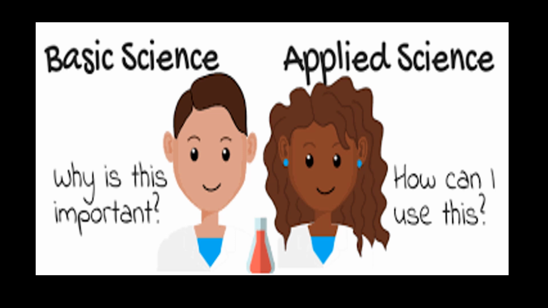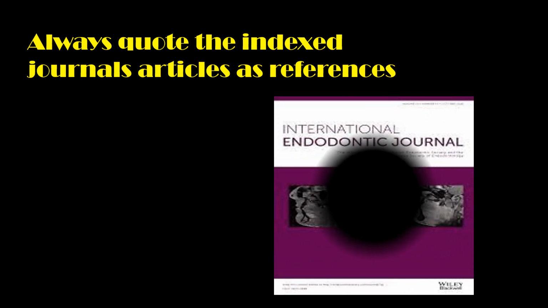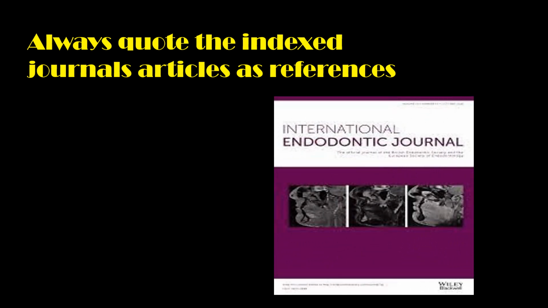Coming to basic science, you will be attending almost 10 questions for 10 marks each. So your basic science paper will be very lengthy. If time permits, you can write your flowcharts. Otherwise, you can write your answers directly. And remember this: always quote indexed journal articles as references. Never quote textbook names like Grossman, Ingle, or Stock, anything like that. Because you are a postgraduate student, you have to refer to standard journal articles.